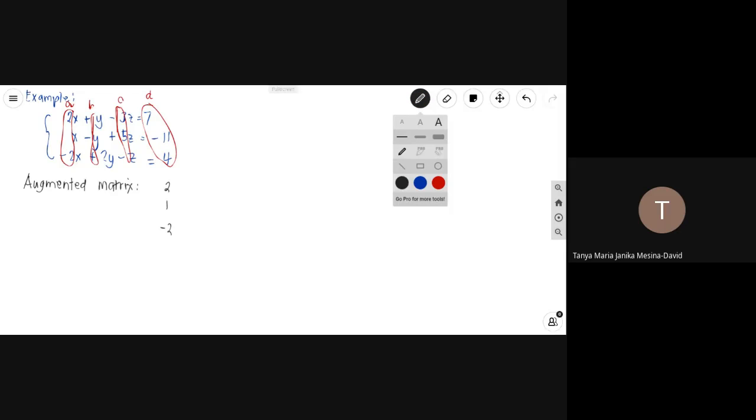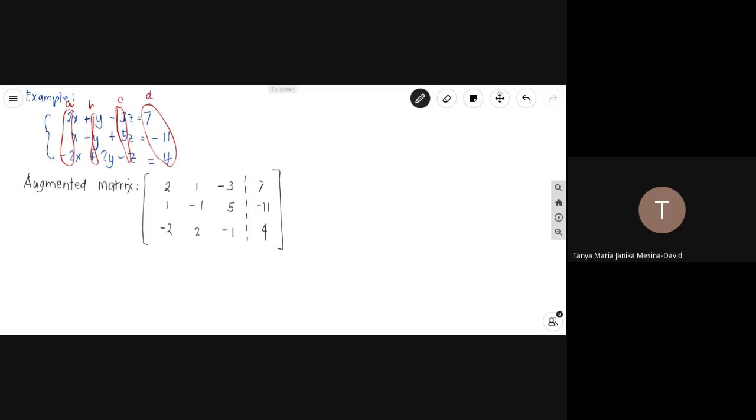So I will continue writing. We have 2, 1, negative 2 for the A's. For the B's, we have 1, negative 1, and 2. And for the C's, we have negative 3, 5, and negative 1. Now, since we're at the part of the D's, I would draw a vertical broken line, and then write 7, negative 11, and 4. This is what we call the augmented matrix. It is augmented because we are writing the coefficients of x, y, and z and then joining them with the constants after the equal sign. Okay, so we're now done with step 2.